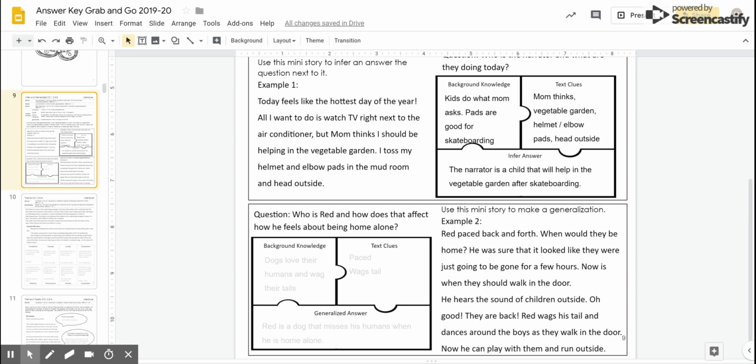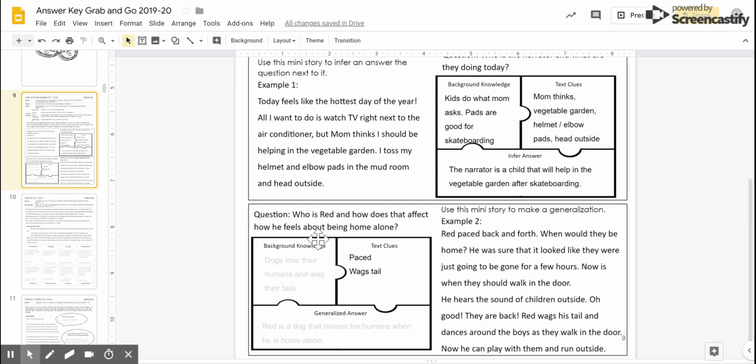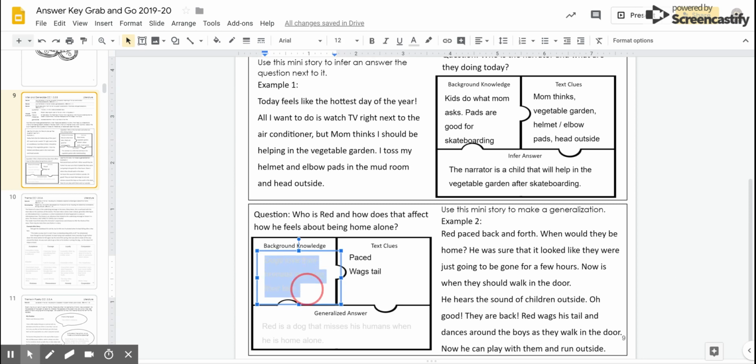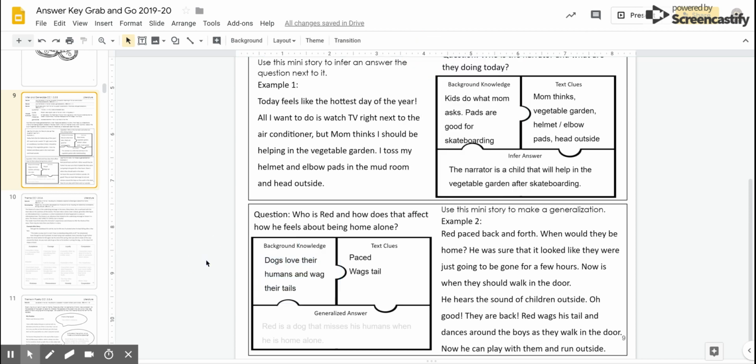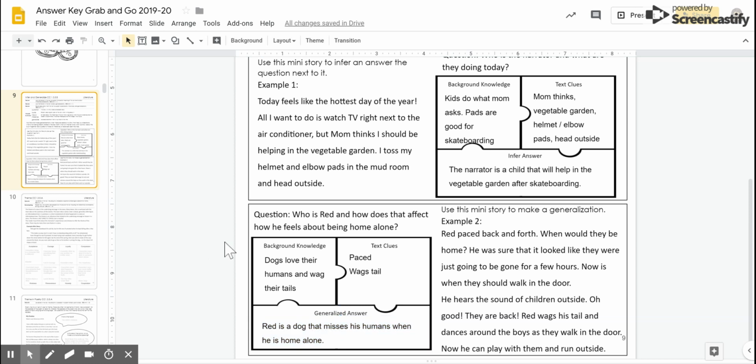So I'm looking, and some text clues I have is that he paced and wagged his tail. Well, people don't have tails, so that's a huge clue right there. So I can then think about, what do I know? And I know that dogs love their humans and wag their tails to show their love. Cats also have tails, but often their tail, when they move it, is more of a sign of annoyance than happiness. So I can put that together using part of the question, POQ, to answer the question, who is Red and how does he feel about being home alone? Red is a dog, so that tells me who he is. That misses his humans when he is home alone.